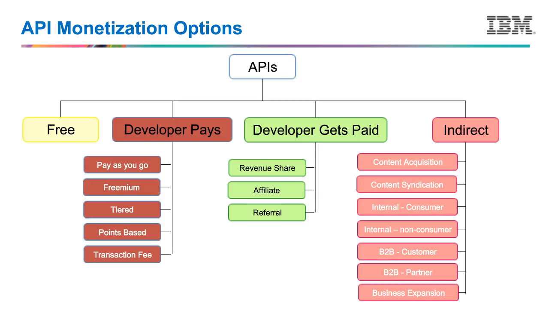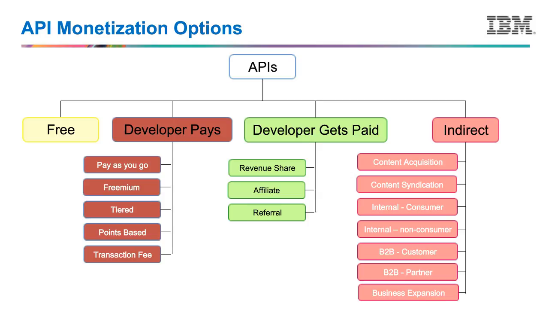And you can imagine all of our marketing teams would be very keen to find out more information about who is using the end user application and where this information is going. Other API monetization options, where the developer pays to use your APIs in lots of different ways, pay-as-you-go, tiered, points-based, transaction fees. The developers themselves might get paid. That is part of a transaction that occurs, and they're doing a revenue share, or they're doing some sort of referral service.